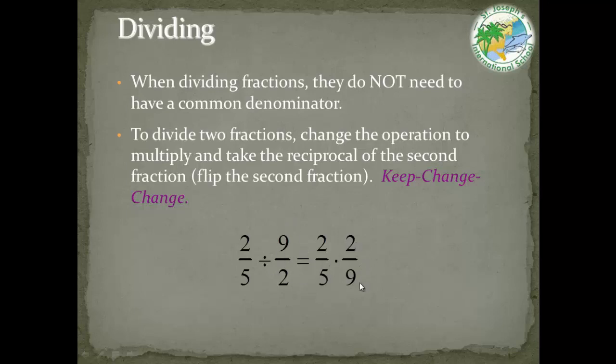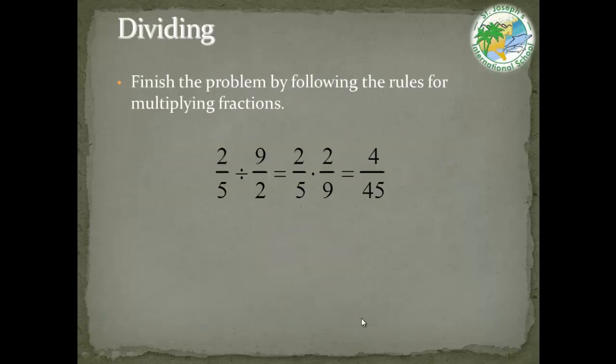Then change the operation, divide changes into multiply, and flip the second fraction. Finish the problem by following the rules for multiplying fractions. 2 over 5 divided by 9 over 2 equals 2 over 5 times 2 over 9. As we said before, if we have two fractions with different denominators, we multiply numerator times numerator and denominator times denominator. 2 times 2 equals 4, 5 times 9 equals 45.